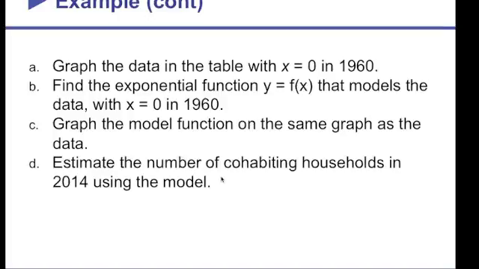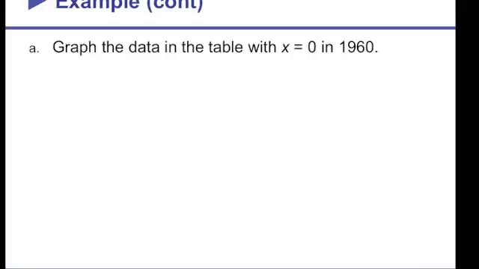First, graph the data in a table with x equaling 0 in 1960. Find the exponential function y equals f of x that models the data with x equals 0 in 1960. Graph the model function on the same graph as the data and estimate the number of cohabiting households in 2014 using the model.